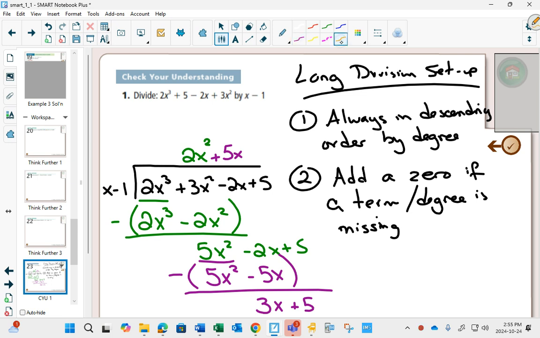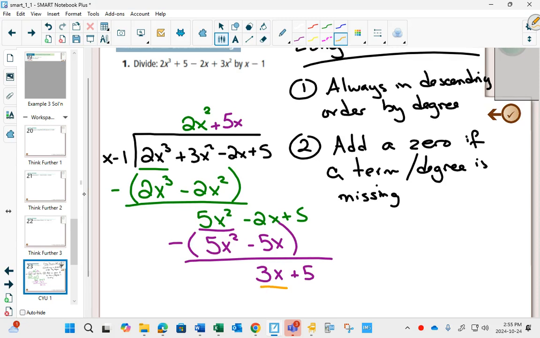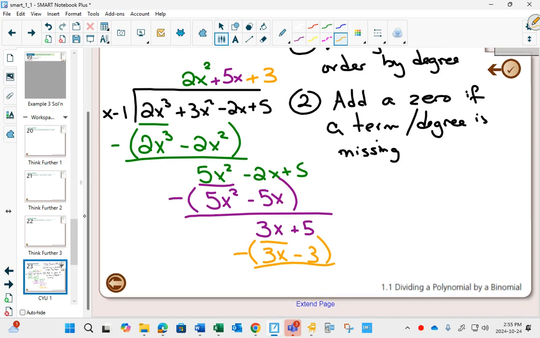Next color is orange. Now I have a 3x. Is there something I can multiply x by to get a 3x? A 3. 3 times x, 3x. 3 times a minus 1, minus 3. Put brackets around it and subtract. 5 minus negative 3, you get 8 as your remainder. Remainder 8.